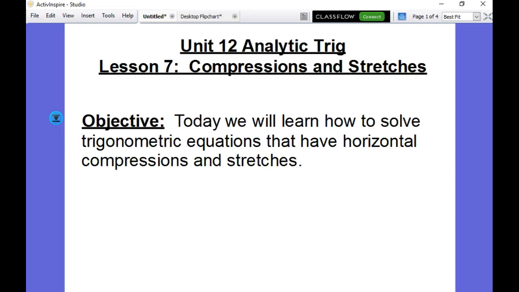So we're going to talk about how compressions and stretches affect the solutions to a trig equation today. Let's say, for instance, I asked you to solve this equation here. We've been doing that quite a bit, so I think you'd be pretty good at it by now. Let's see what that looks like really quick graphically.